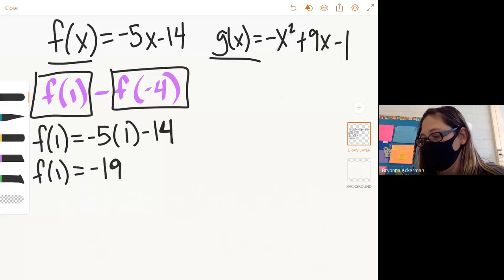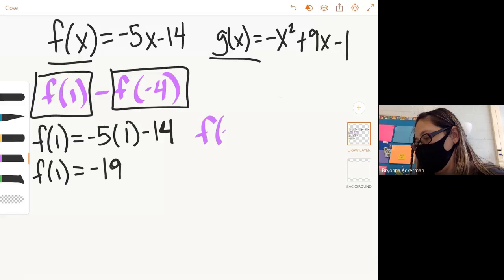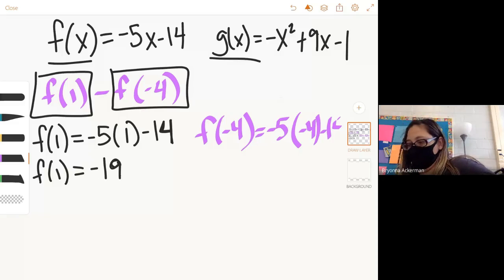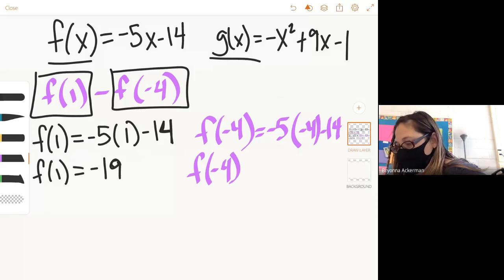Okay. Then let's do the second part. The second part is going to be f of negative 4. If I have f of negative 4, I'm still using the f function because it says f. So I'm going to have negative 5 times a negative 4 minus a 14. Okay, so a negative times negative is a positive 20. So we have a positive 20 minus 14. Good, a positive 6. So f of negative 4 is going to be 6.